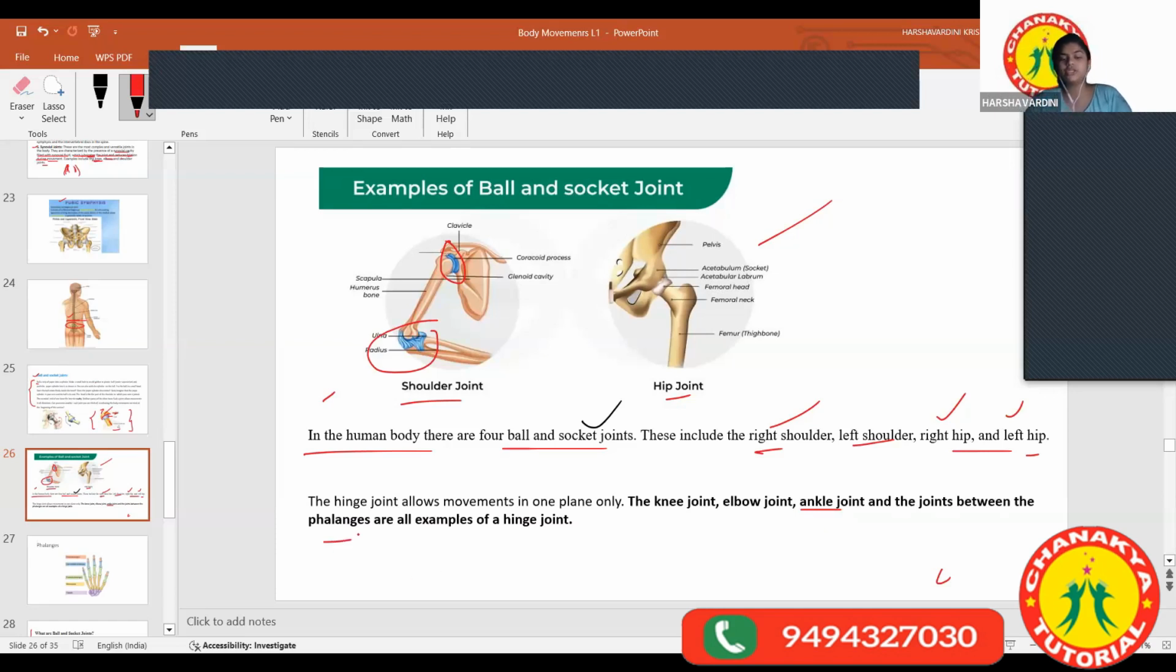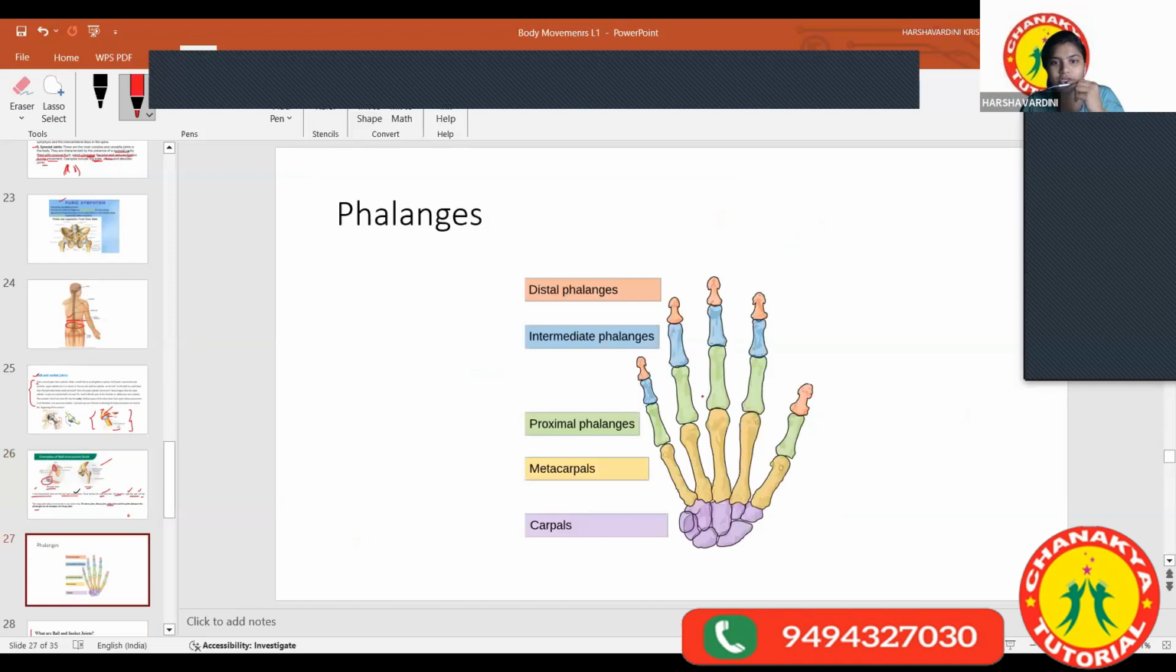Joints between phalanges. What are the phalanges? In phalanges also only one side movement is possible, right? I can do like this. See it carefully. I can do like this, but can I do the reverse side? No, it won't go. At one particular point, it stops. Do you know what are phalanges, Bhavesh? These are phalanges, in our hands.